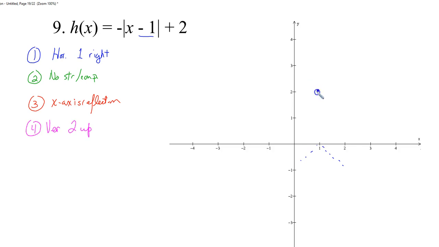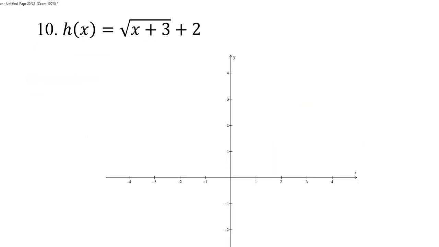And so this is where it's going to turn at 1, 0, and then it's going to flip upside down like this. And so rather than going up, we're going to go down. Okay, and that's going to be my graph. All right, so we moved it 1 unit to the right, we flipped it upside down, and then we shifted it 2 units up, and that's going to be my graph. Okay, I know you got this, so we're going to do a couple more.